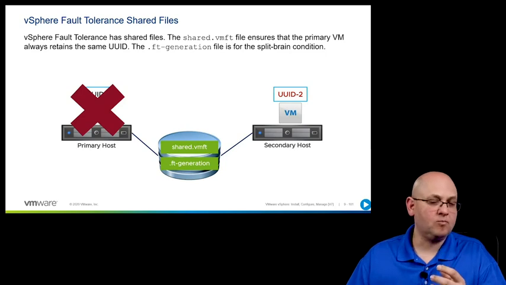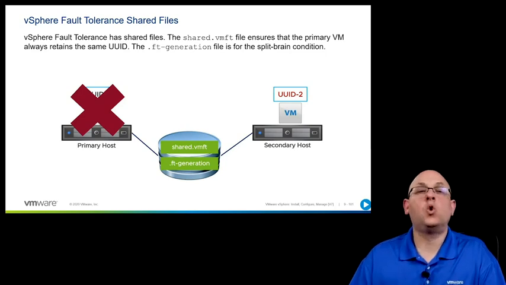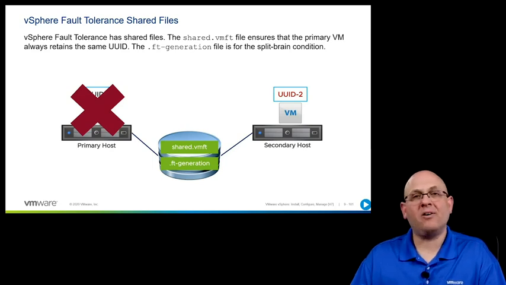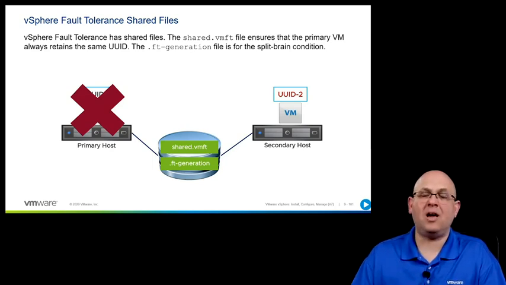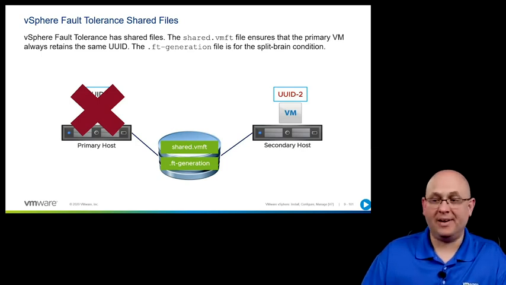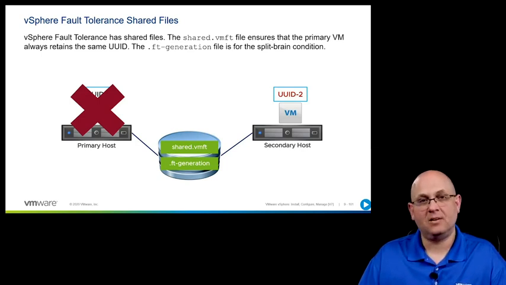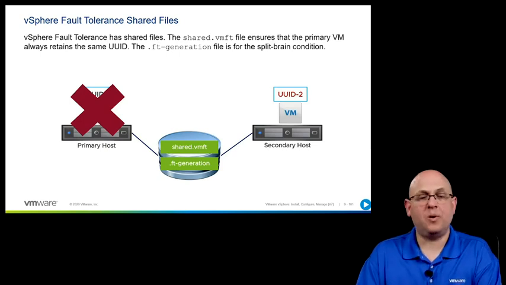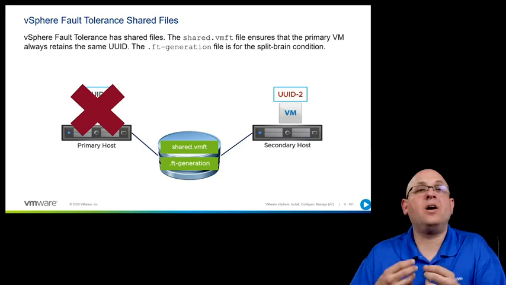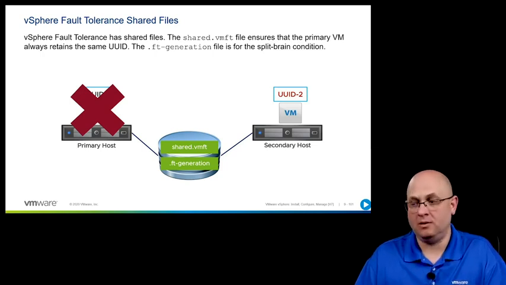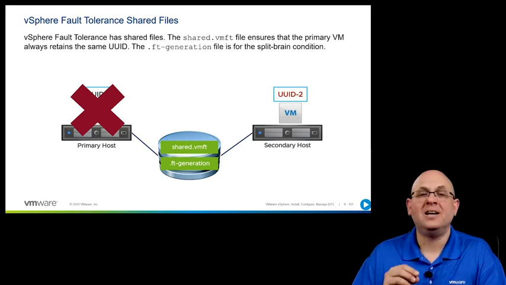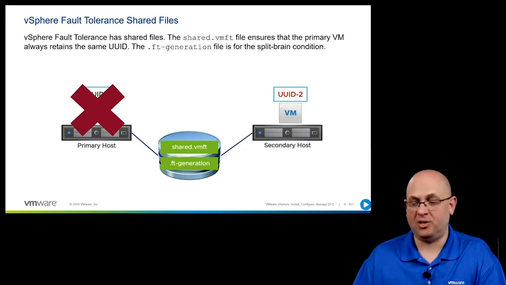Now, we institute a quorum mechanism so that the secondary host is not able to take over the role of the primary in the event that the primary is still up and running. So this is what we do. We have two files, and these two files have to be on a datastore that is common between two hosts. We have the shared.vmft, and we have the .ftgeneration file.